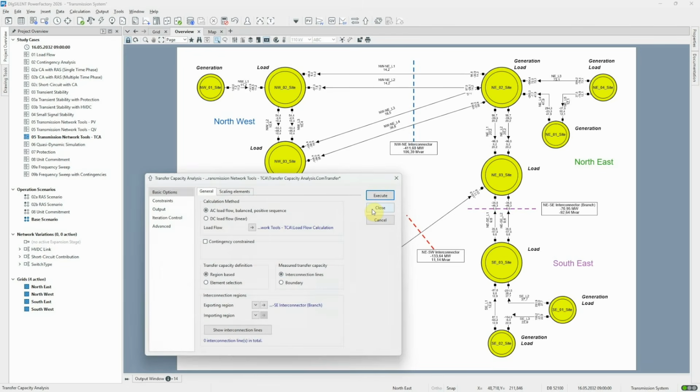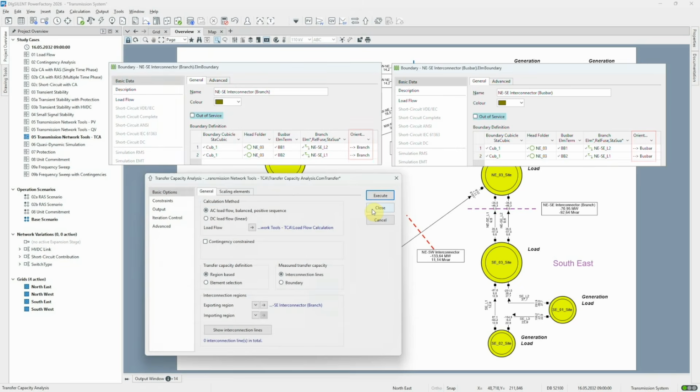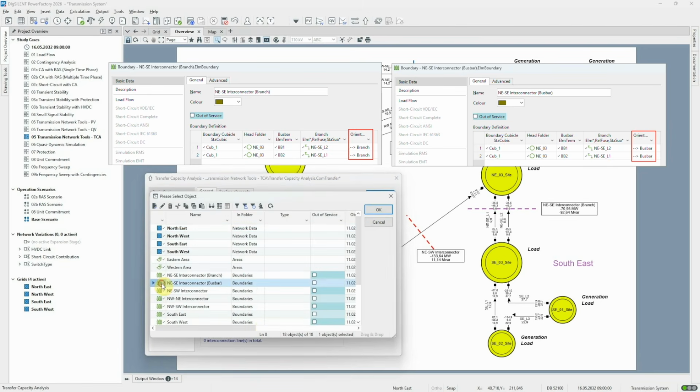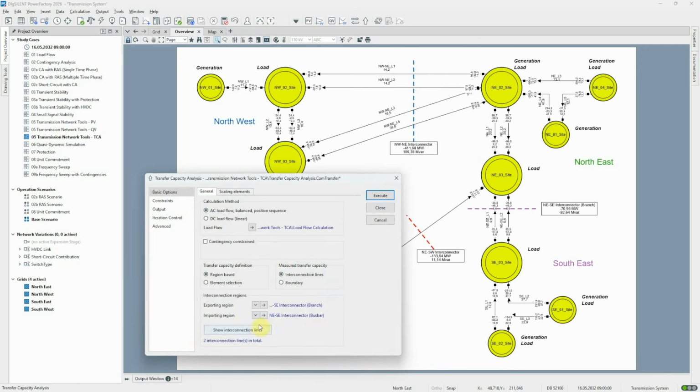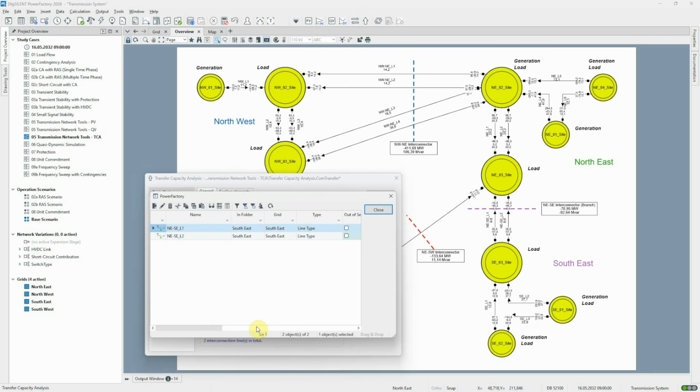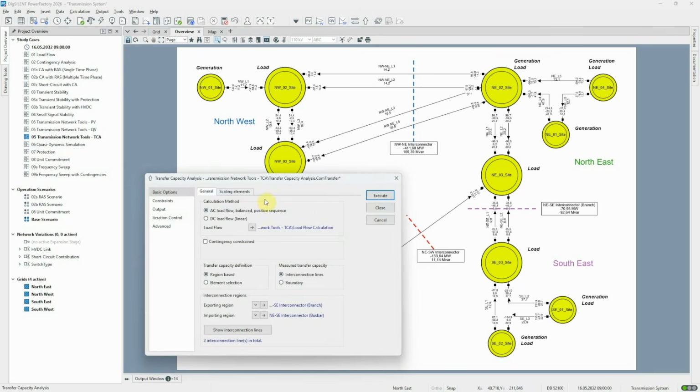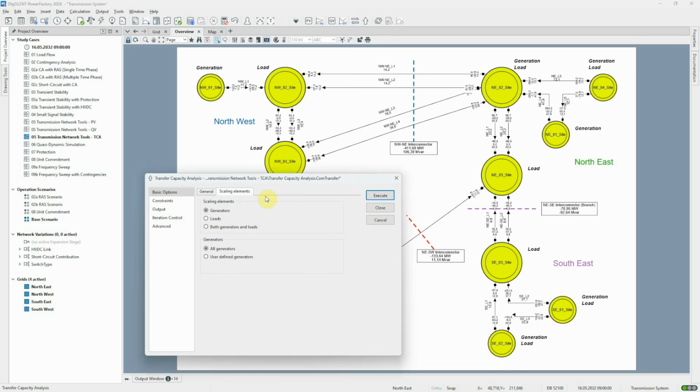And as the importing region will be the rest of the network, this boundary has been copied and reversed, and we use the second boundary to define the importing region. Notice how the two interconnecting lines are automatically identified. The analysis can be carried out by scaling generation or demand, or both. In this case, we'll scale the generation.